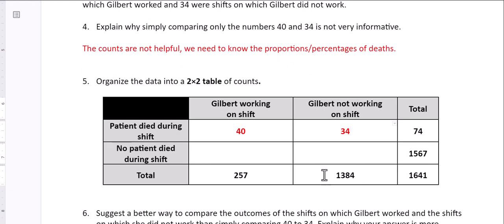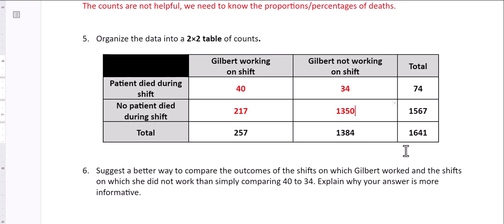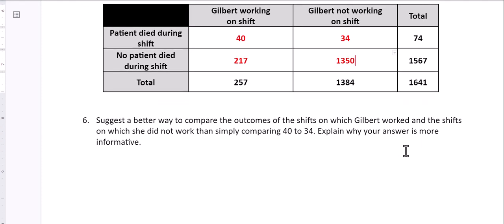And now we can do some math to just find the missing values here. So 257, this has to add up to 257. So then that means that the number here is 257 minus 40, which is 217. And here, 1384 is the total. So the missing number then is the 1384 minus 34, which will be 1350. So now let's gather the proportions.